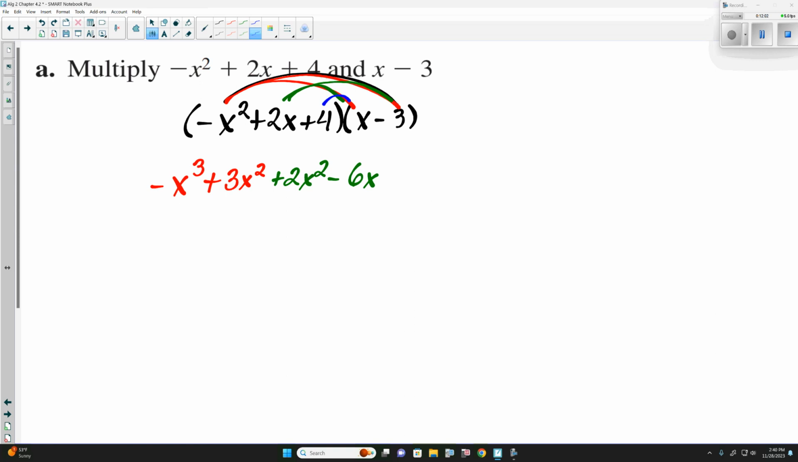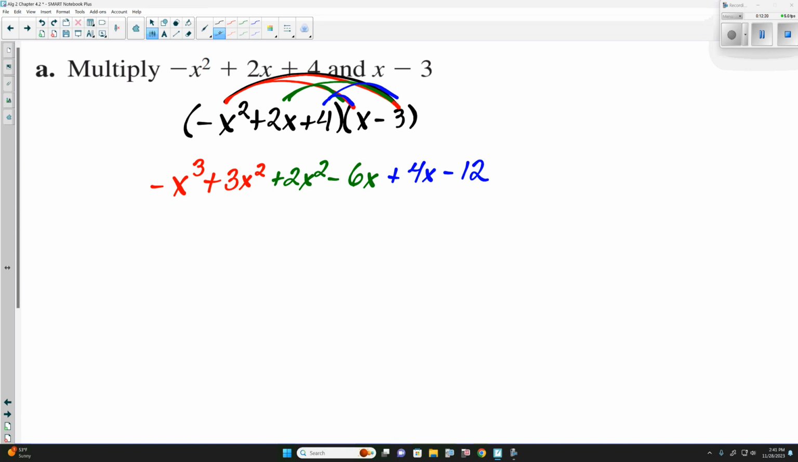And it brings us to our last one, our 4. 4 times x is plus 4x, and 4 times negative 3 is negative 12. Questions on how we multiplied this through?